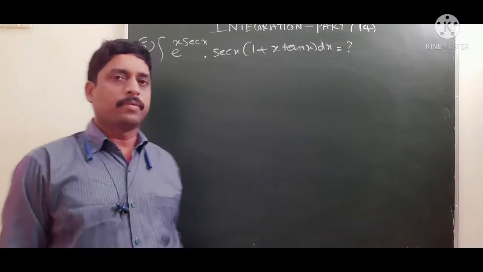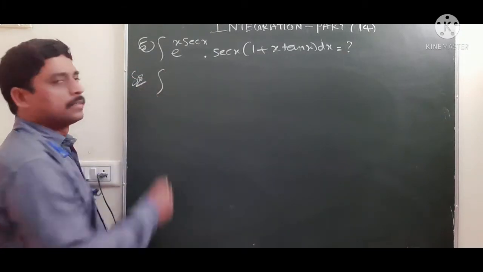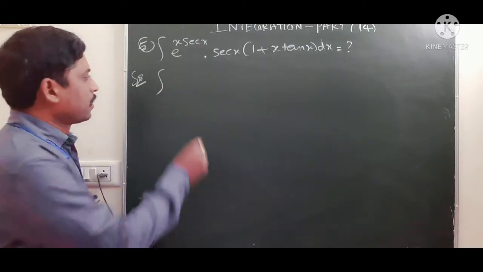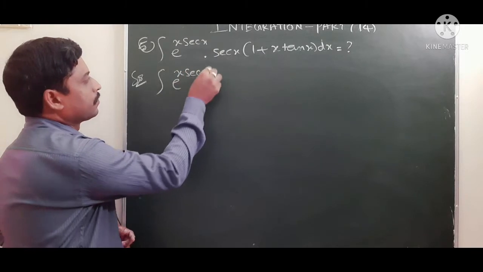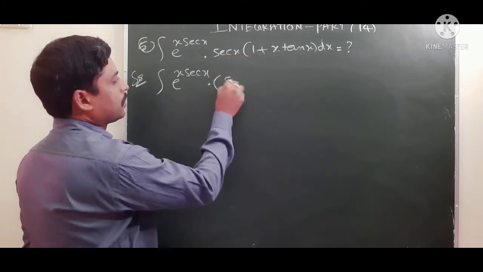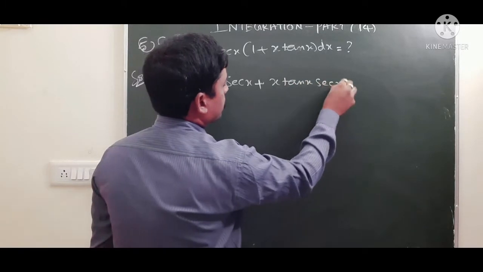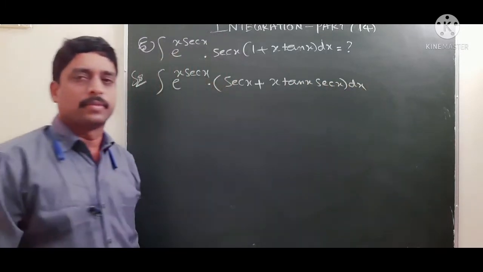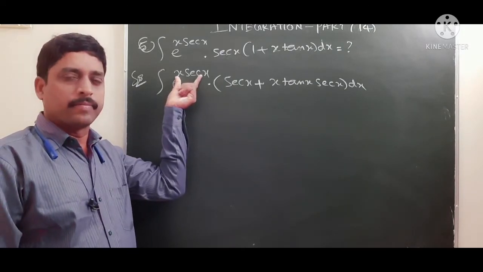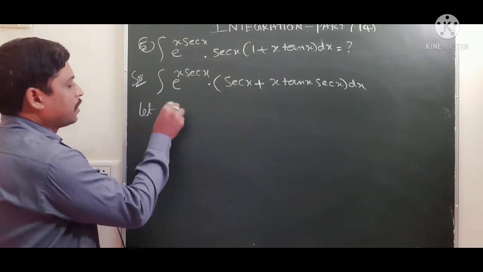Okay, let us go to the next problem. Question number 5. Integral. How can we solve this problem? E to the power x secant x into secant x multiplied with these two terms. So secant x into 1, secant x plus x tan x into secant x. So now by using the substitution method, let us take x secant x is equal to t. Why? Because this is dt.